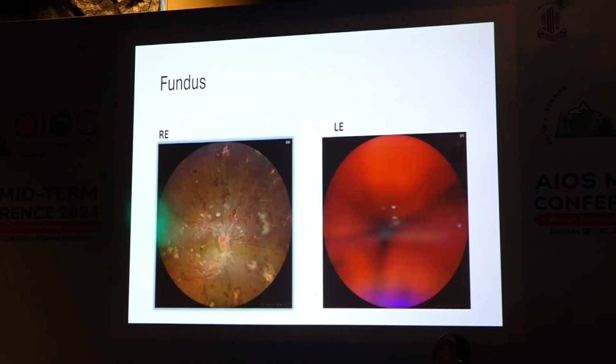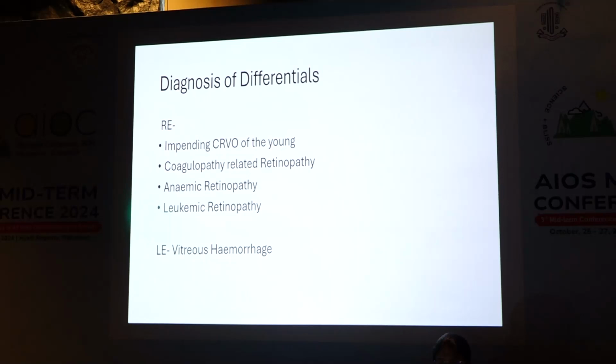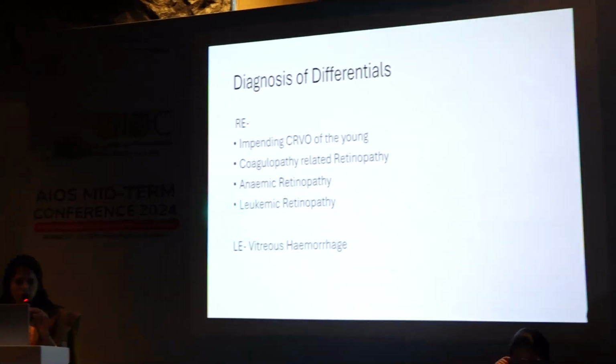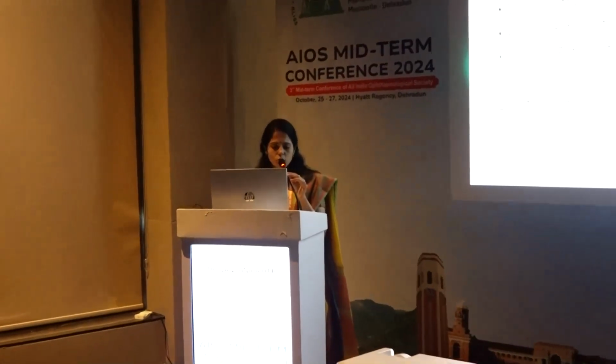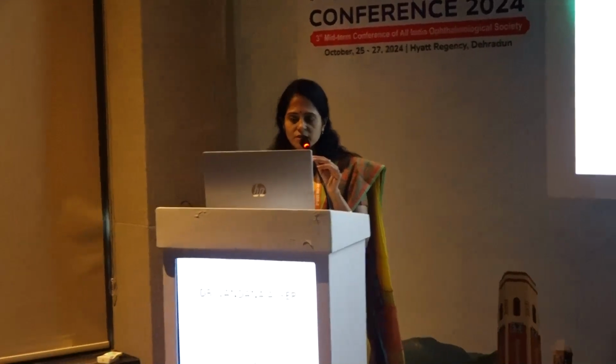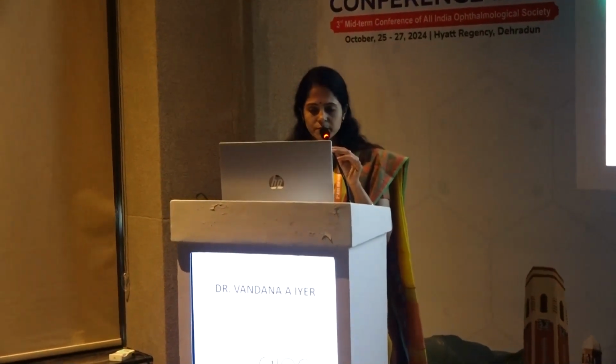On fundus examination, the right eye showed a hyperemic edematous disc with dilated tortuous vessels on the posterior pole and scattered white-centered hemorrhages, also called Roth spots, and flame retinal hemorrhages all over the fundus. Left eye revealed a massive vitreous hemorrhage. Differentials were placed: right eye impending CRVO of the young, coagulopathy related retinopathy, anemic or leukemic retinopathy, and left eye vitreous hemorrhage due to any of the above.